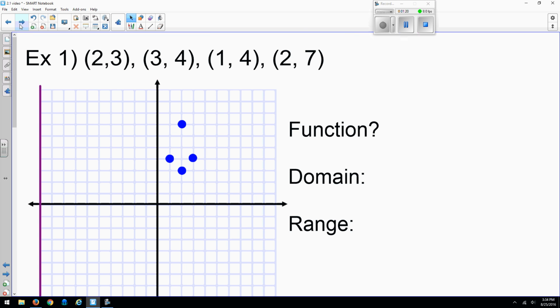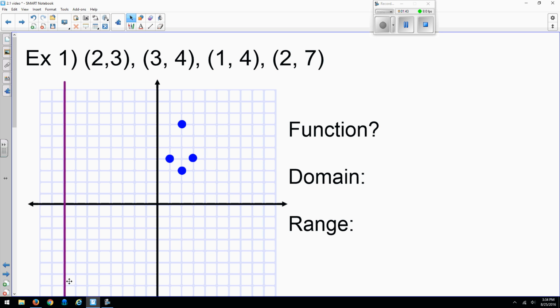So when we look at this function right here, well, I shouldn't call it a function yet because we don't know if it's a function. But when we look at this relation, we have 4 ordered pairs, which are just points on a graph. So, Kenna, do you think this is a function? No. Why not? It doesn't pass the vertical line test.